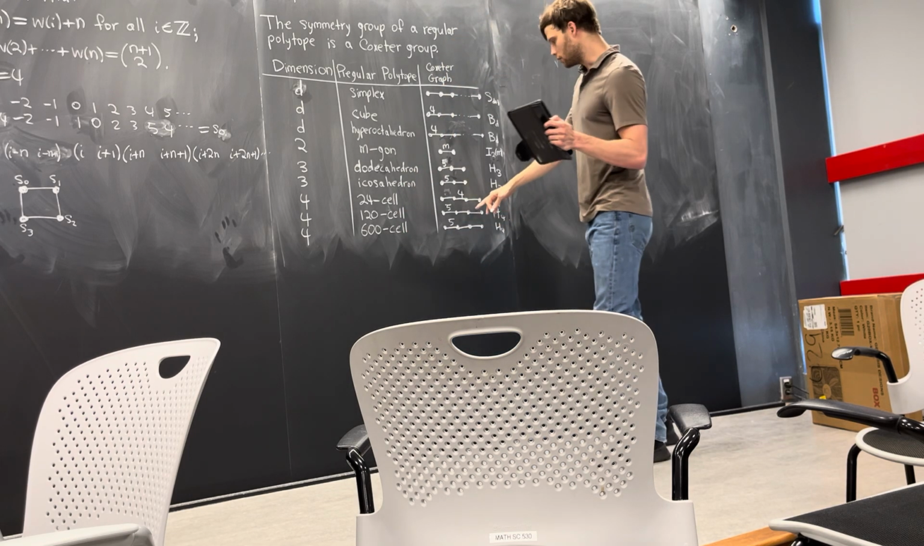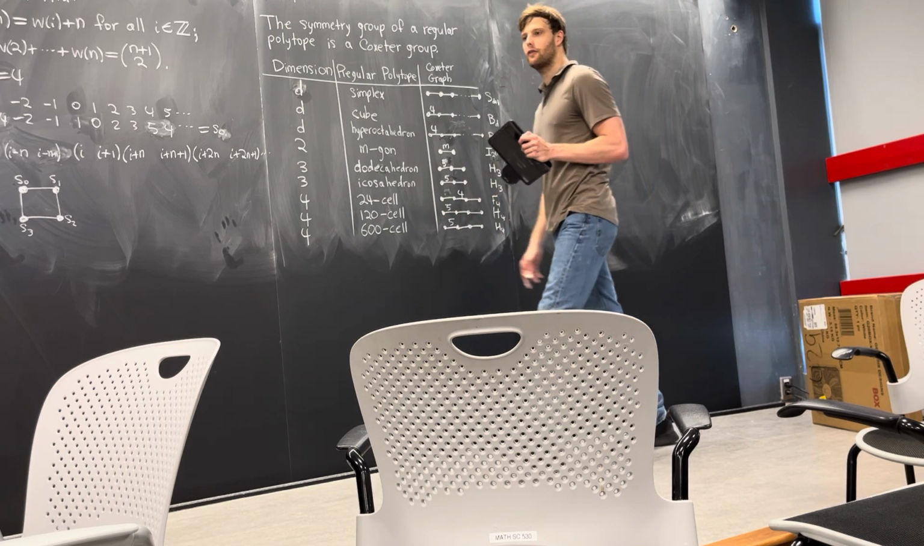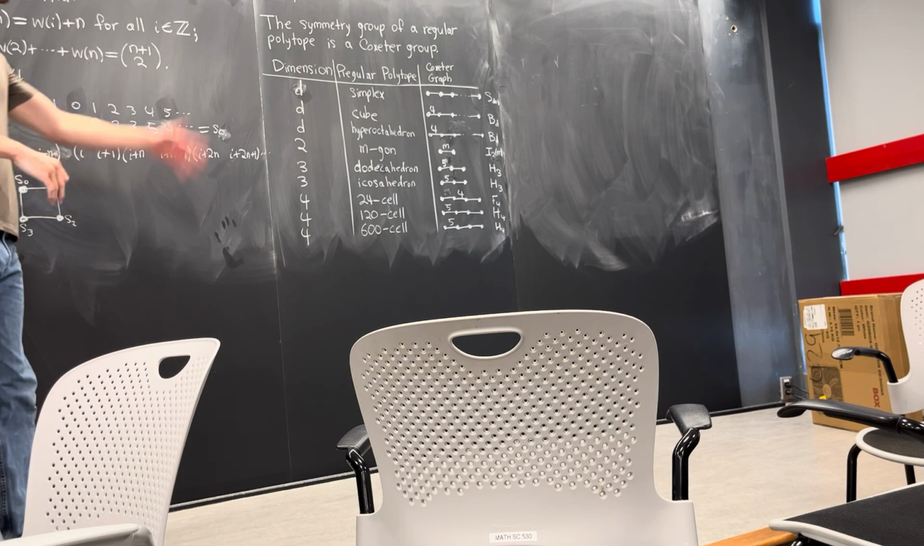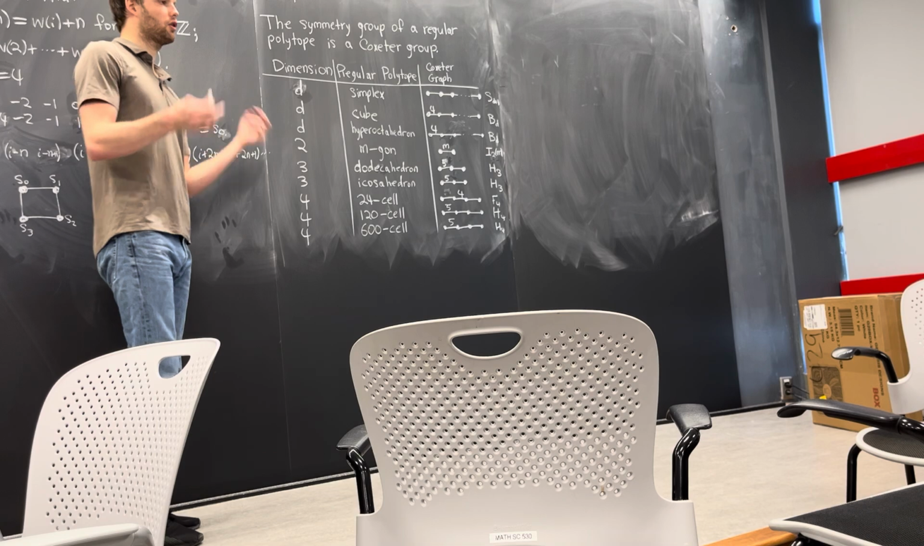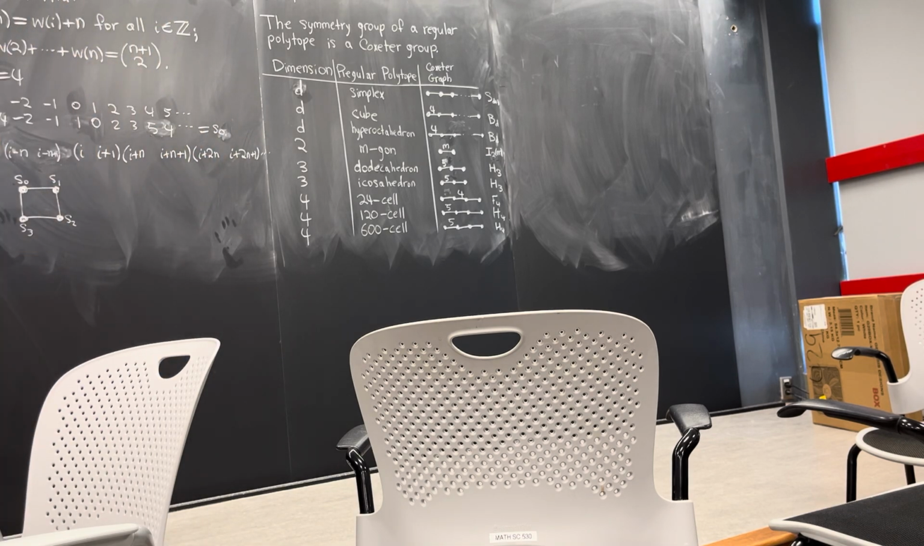And it's 4 simple reflections with these edges, and this edge is labeled by a 5. And these are all of the regular polytopes in various dimensions. Okay, so anyway, I guess the point of this is if you care about regular polytopes and polytopal geometry, then Coxeter groups show up there.